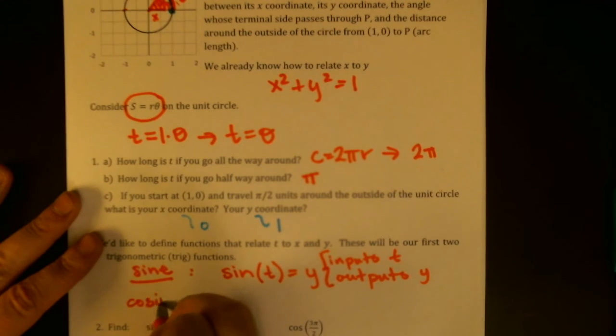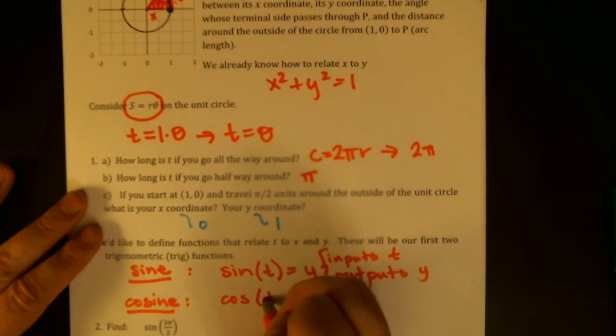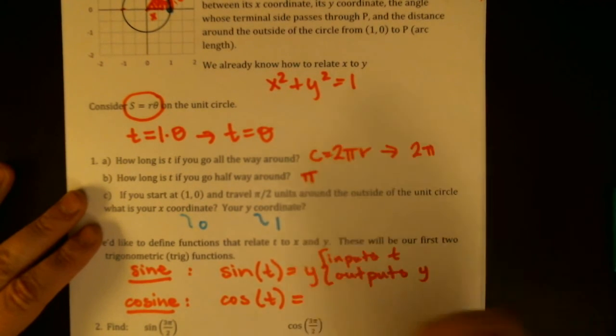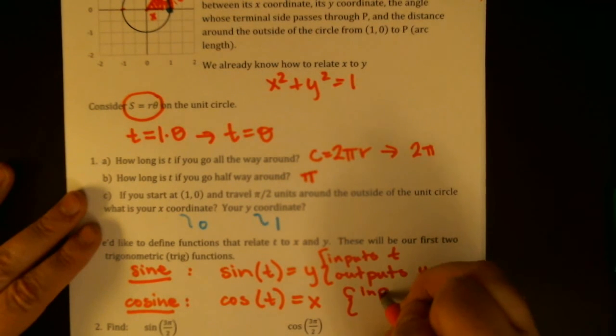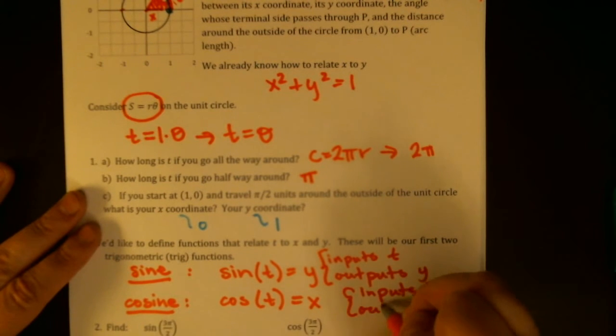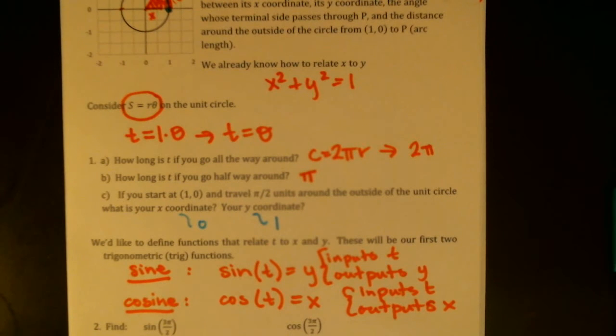The other one that we're going to start with is cosine. And cosine is abbreviated COS. And cosine is equal to x. So this one inputs t and outputs x. Okay, so again, cosine's job is if you tell it your t value, your arc length or your angle, it should tell you the x coordinate of the point on the unit circle that lines up with that t or theta value.